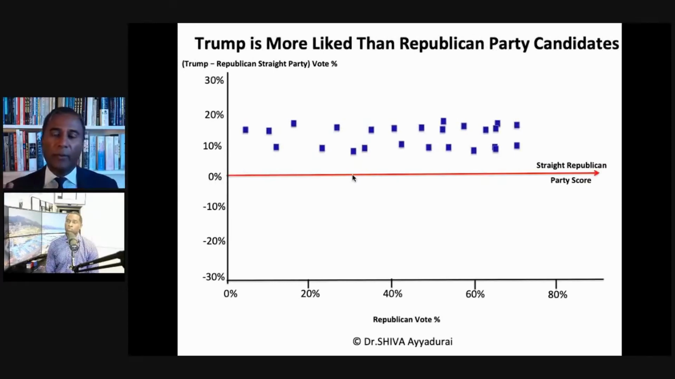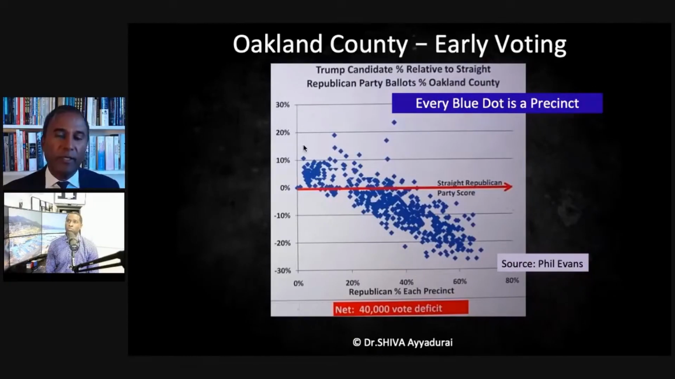Now we're going to go into the data that Phil analyzed. What do you see here? You see something quite profound. By the way, as Benny said, every blue dot is a precinct. And what you're seeing is, as you move from left to right, the left is a low percentage of Republicans. So these communities over here on your left are a low percentage of Republicans. And as you move to the right, a higher percentage of Republicans demographically.